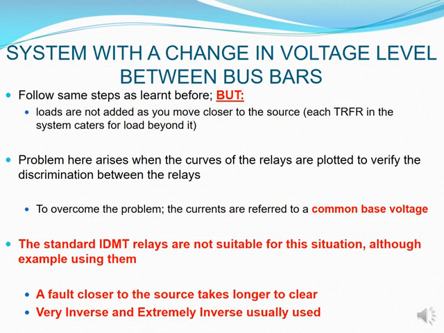Then the problem here arises when the curves of your relays are plotted to verify the discrimination between your relays. In order for you to overcome that, you need all of your currents to be referred to a common base voltage. Then you can utilize the system better. Your standard IDMT relays are not suitable for this situation at all. But in this example, I've used exactly that because I want you to take the very and the extremely inverse and utilize them, which will be part of your assignment too.